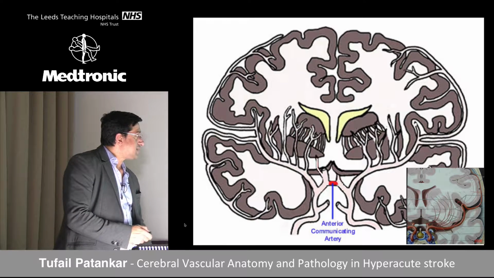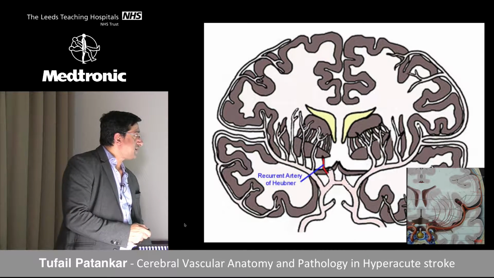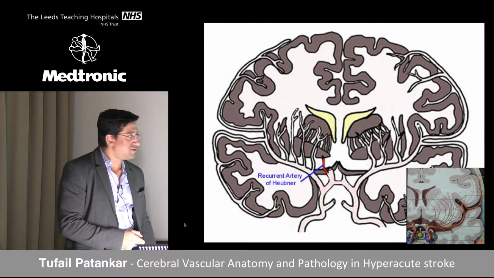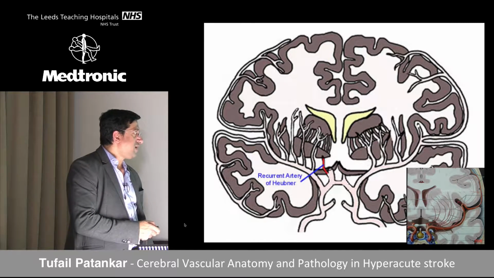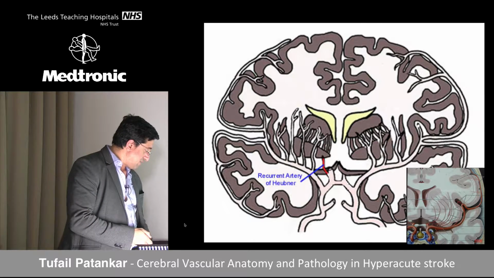So if you look at that, that's the ACOM. Sometimes you might be lucky that you can see this, but when you see this, it's bad news, because if this artery goes, you can land up with a big infarct. So the recurrent artery of Hübner, again, if you get it, you land up with a bigger infarct.